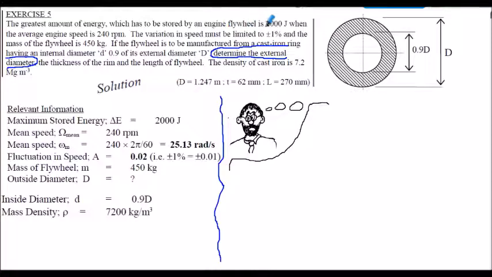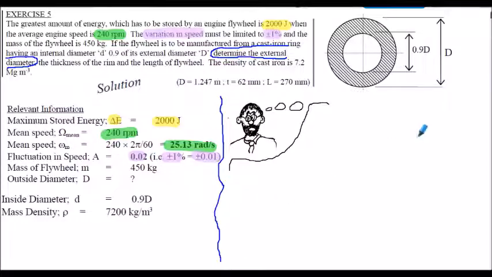Okay, so we're given the 2,000 joules. That's my delta E in this case. I've got my mean speed, 240 RPM. Convert that straight away into my radians per second. So the variation speed limited to plus or minus 1%. So don't forget plus or minus 1%. That's plus or minus 0.01. So that'll be 0.02 in the calculation for the A.